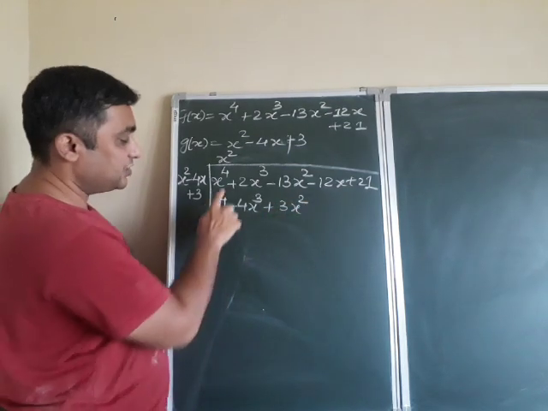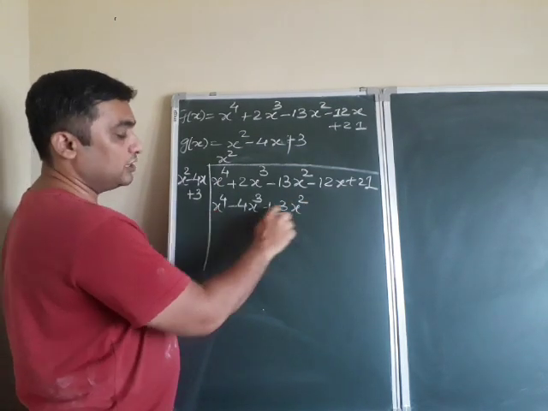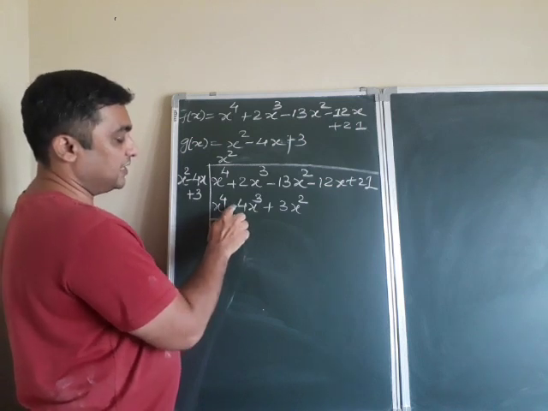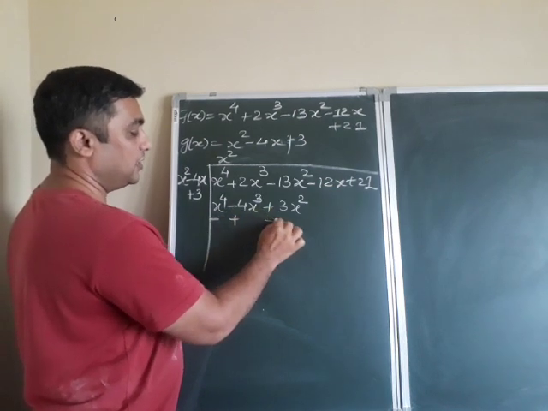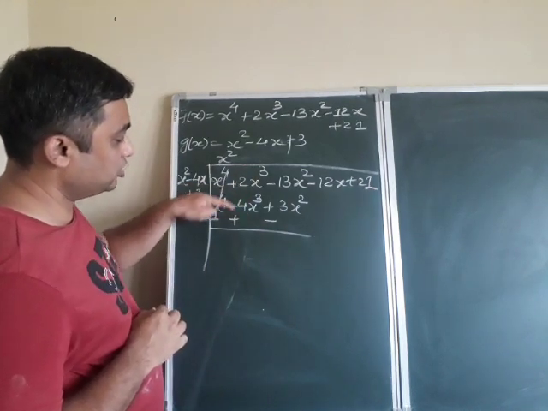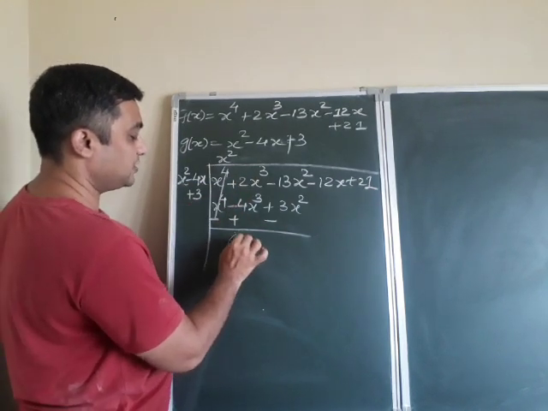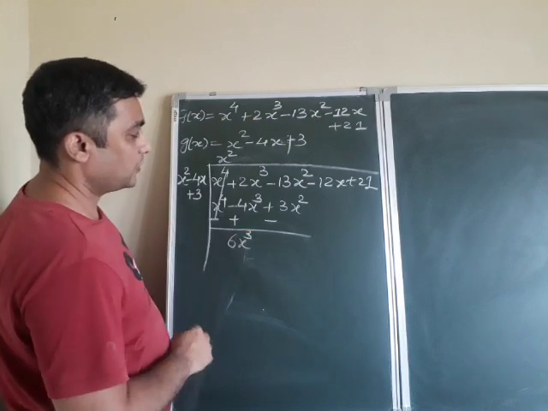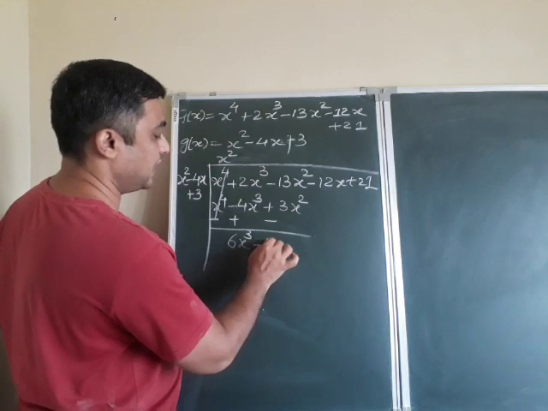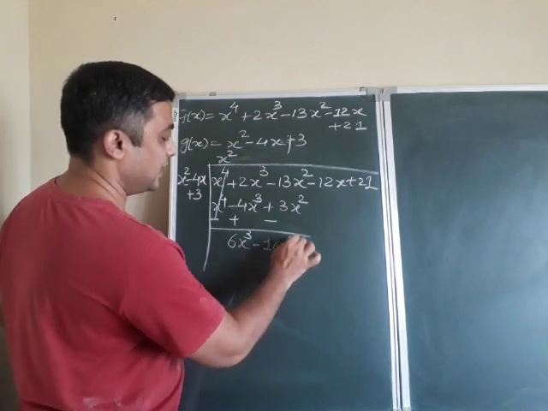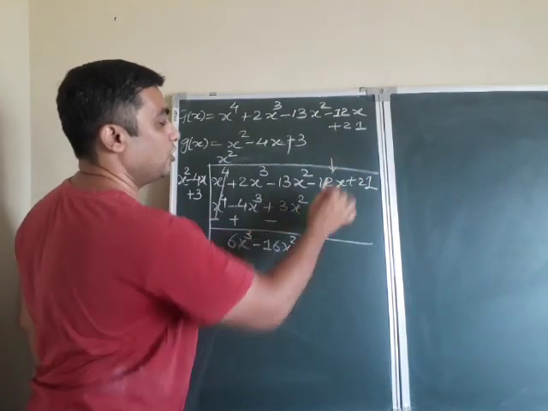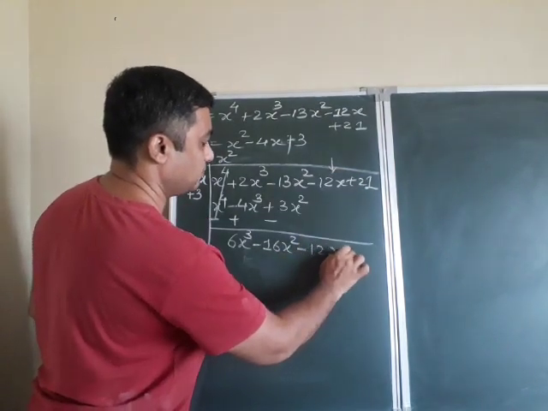As I suggested, I subtract this number. So all these signs change because the outer sign is minus. So plus becomes minus, minus becomes plus, plus becomes minus. This is cancelled. Now this is plus 2 and this is plus 4, so this makes plus 6x cube. This is minus 13 and this is minus 3, so this makes minus 16x square. And this should be carried forward, so that is minus 12x.